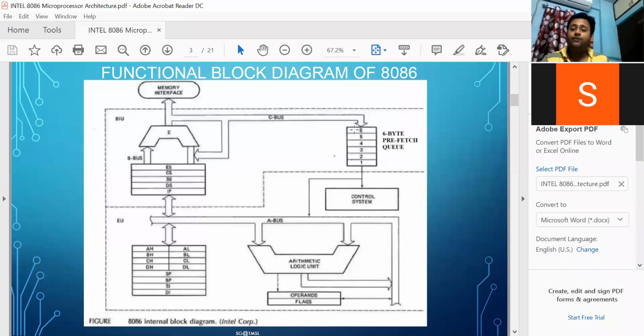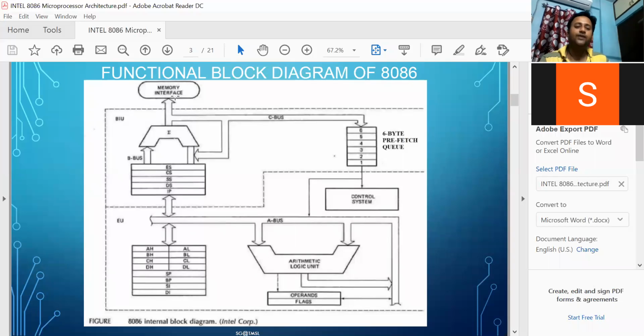That's why if 2 bytes are vacant or empty, the microprocessor can fetch the data or instruction in one machine cycle, so that in one cycle these upper 2 bytes will be full. That's why no instruction can be fetched until the upper 2 bytes of this queue are empty. So that is the function of the 6-byte instruction queue.